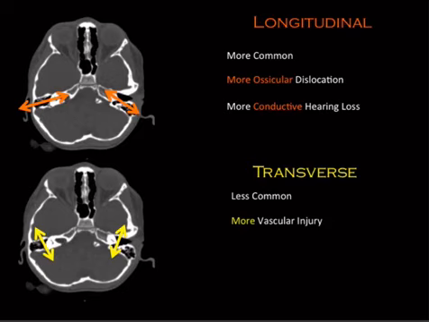Transverse plane, if you think about the direction of the carotid is more like this, right? So it's like cutting through in that direction, so there's more vascular injury. And the way I remember this is, the other one is the other one, so if we said that longitudinal was conductive because it hits the ossicles, then the other one is more nerve issues, so sensorineural hearing loss, and also damage to the facial nerve, which you remember runs through the temporal bone as well.